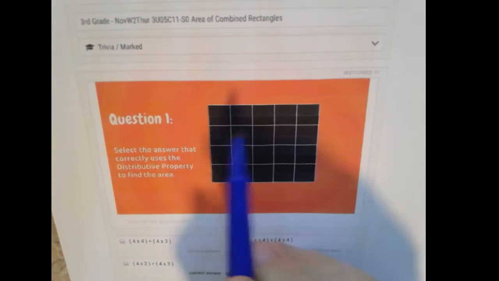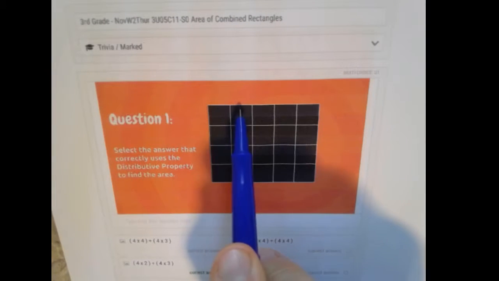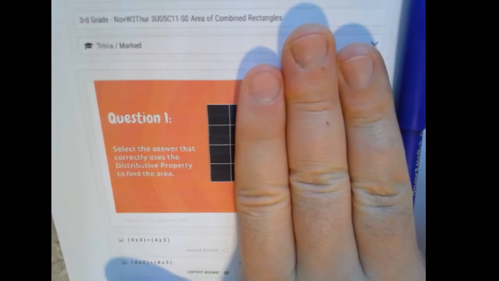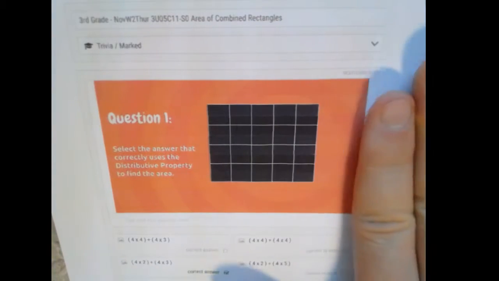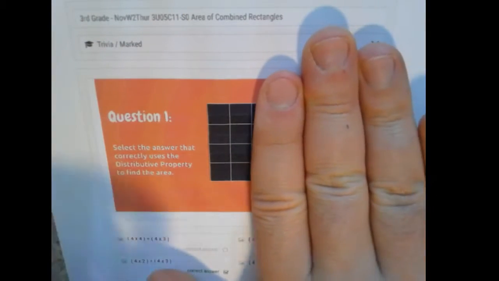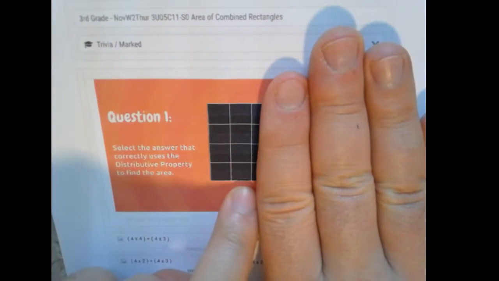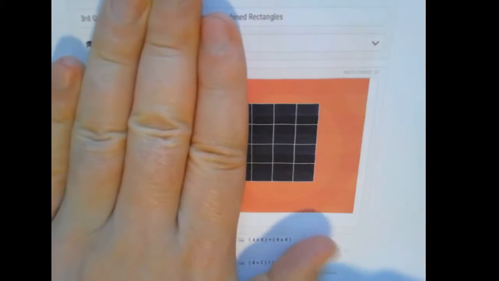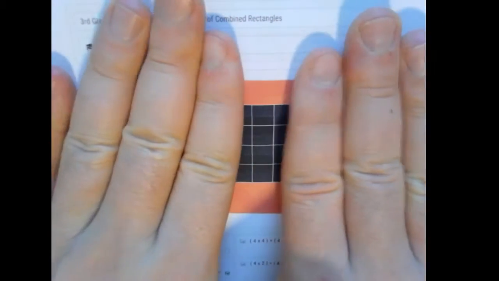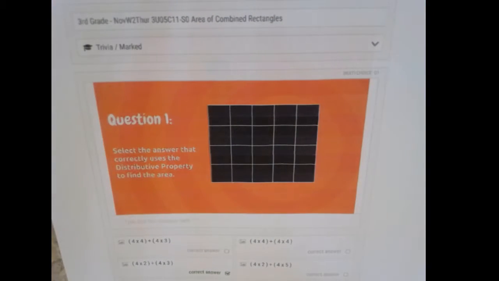We could see this as a rectangle of 1, 2, 3, 4, 5, 5 times 4, right? Or we could think of it as 1 times 4 plus a rectangle of 4 times 4. Or we could think of it as a rectangle of 2 by 4 plus 3 by 4. Or we could think of it as 1 by 4 plus 1 by 4 plus 1 by 4 plus 1 by 4. You see, there's a few different ways we could split this up.